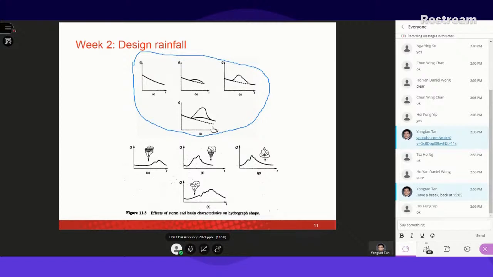Because this figure is in the ebook, I just want to repeat, as I'm not sure whether the local tutors explained that clearly or not. A to D actually illustrates the hydrograph of a permanent stream.